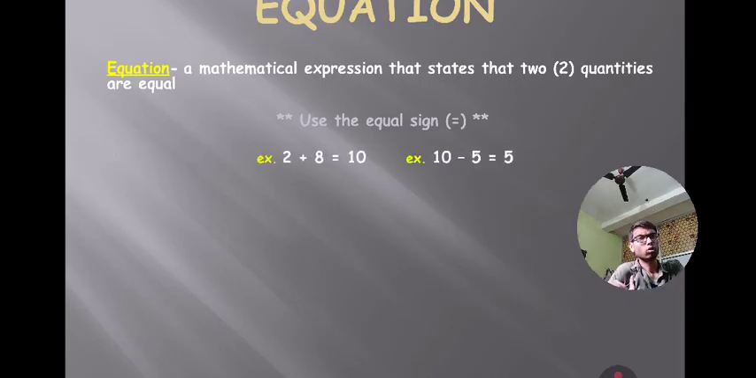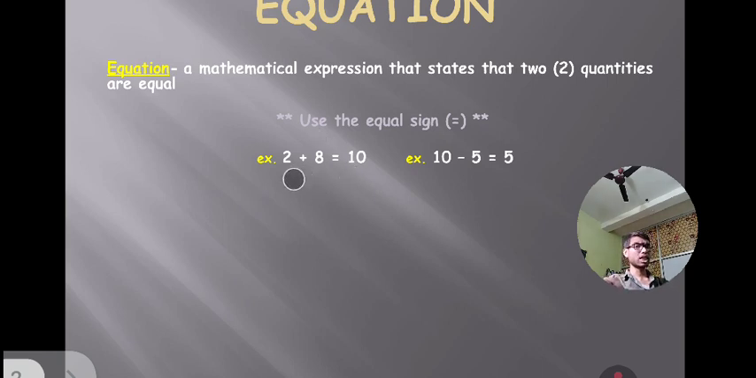Next we have an example. It is better to understand the meaning of an equation with an example. Here 2 plus x is equal to 8. Here we have two quantities, this side and this side. Here we have two numbers, and here we have one number.